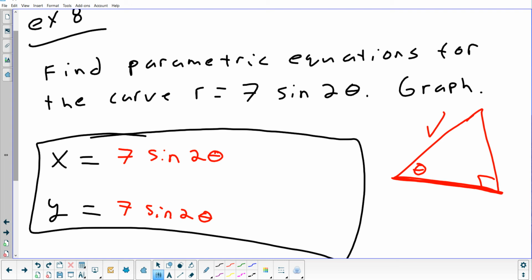Yep. Probably the cosine. Multiply it by the cosine. And technically, what letter should I be using here? I told you this earlier. T. I should be using T. Let's make that a T.